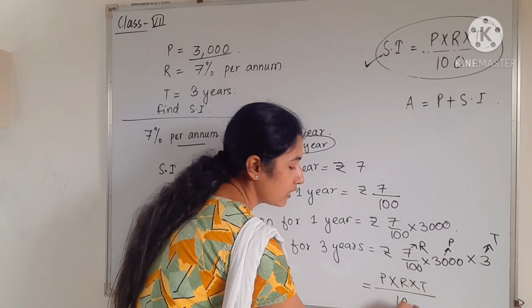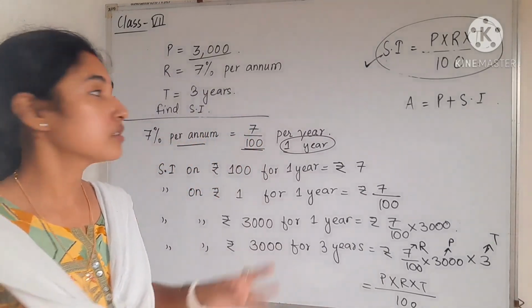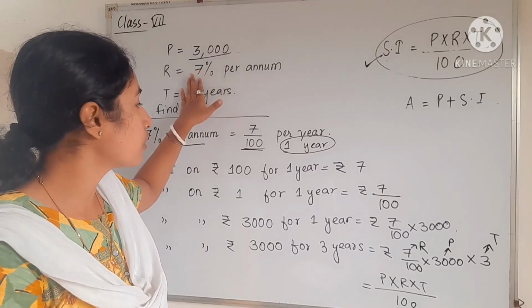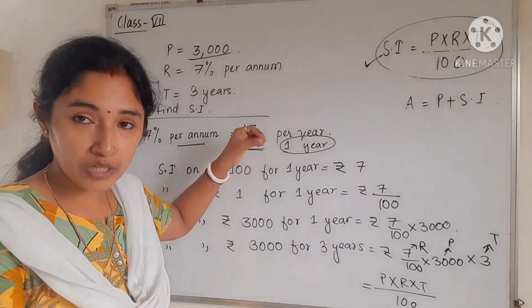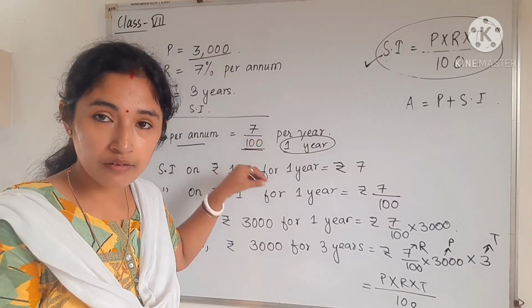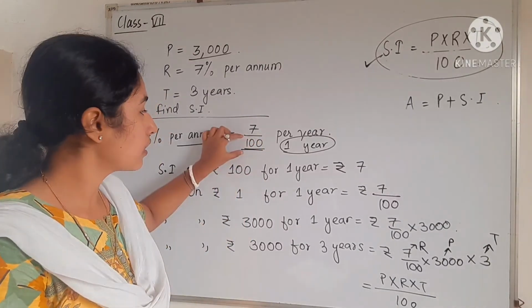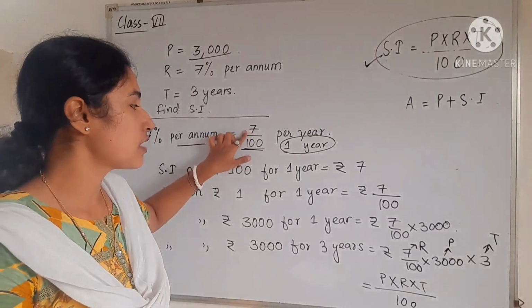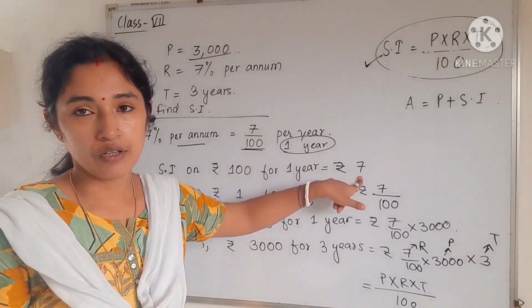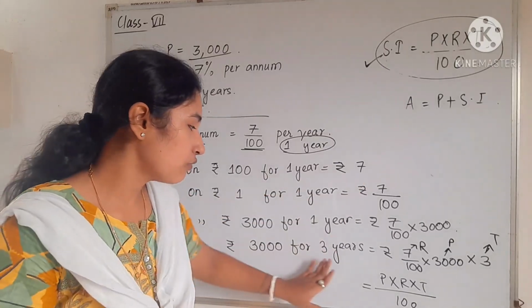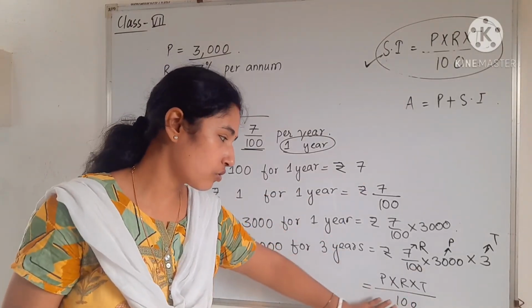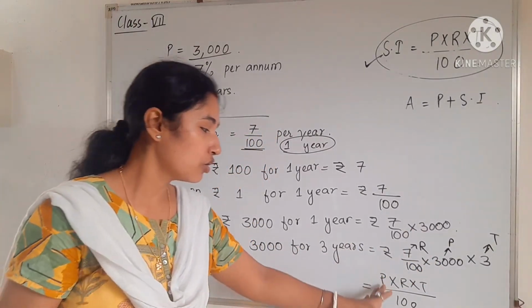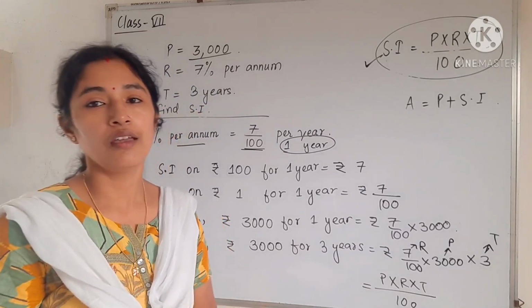Why are we writing 100 in the denominator? Because rate is given in percentage, so by removing the percentage symbol we can write 100 in the denominator. So it is calculated in terms of 100 rupees. Out of 100 rupees we are getting 7 rupees in 1 year. So for rupees 3000 for 3 years we should get this much amount. By this observation we came to know that the formula for simple interest is equal to P into R into T by 100.